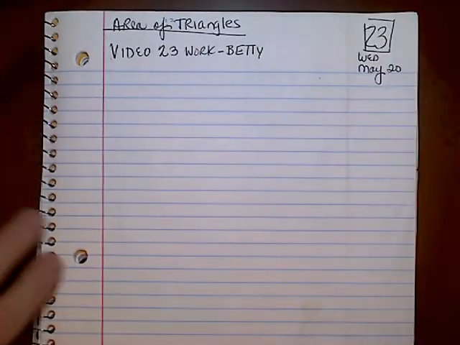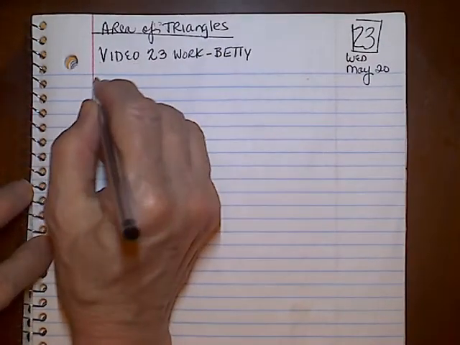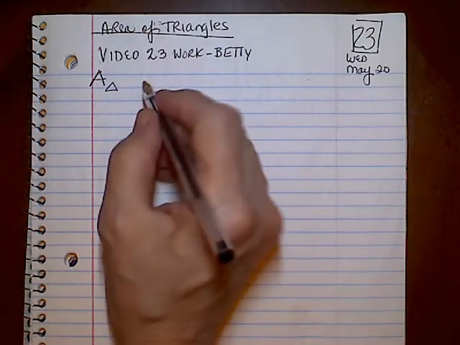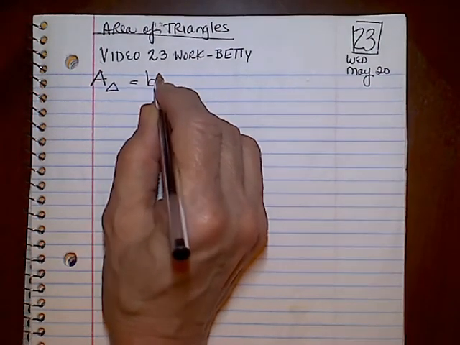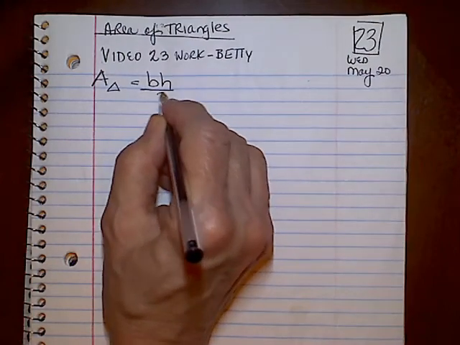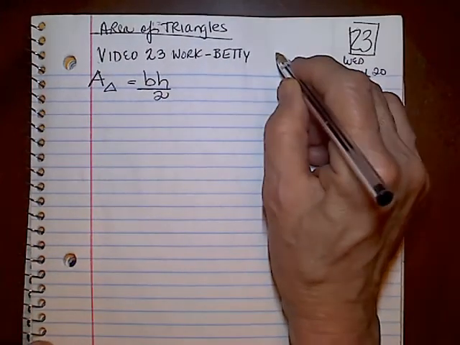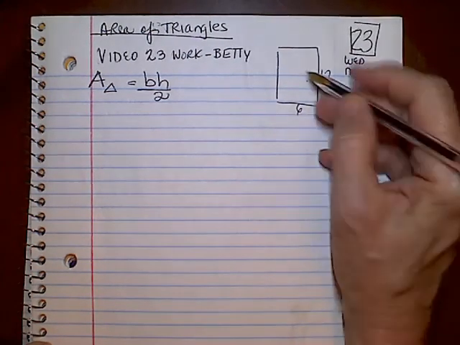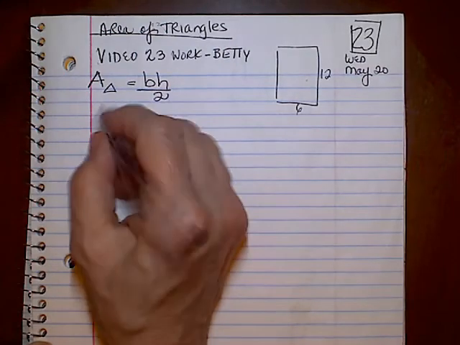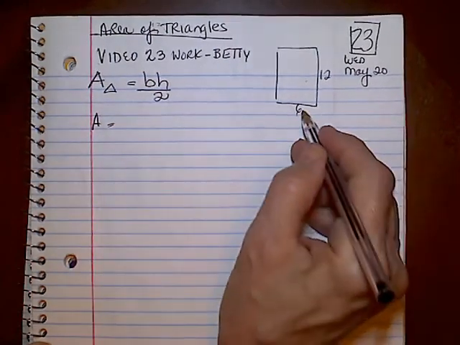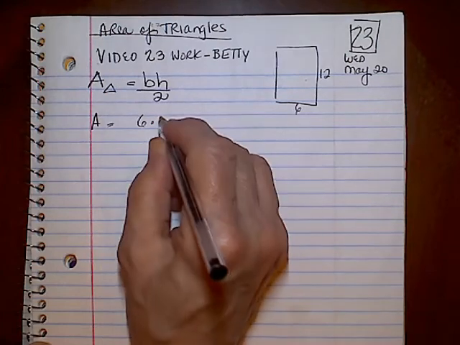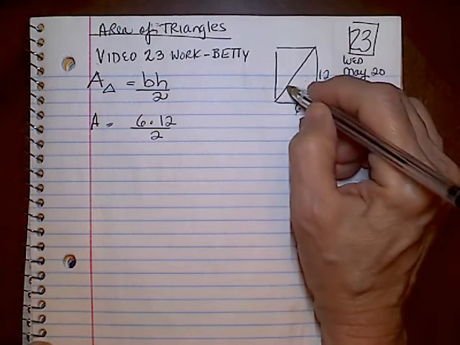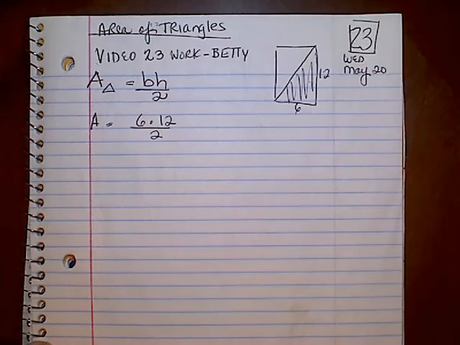So here is a new formula that I'm going to present you with today. So get out your spiral. The formula for the area of a triangle, and I'll just put that little symbol, is going to be base times height, but we're going to divide it by 2. And again, I'll have the little picture here, I'll put a 12 and a 6. So when we're doing this, our base is 6, our height is 12, and we're dividing that by 2. So we're cutting it in half. So it's only going to be half that amount.